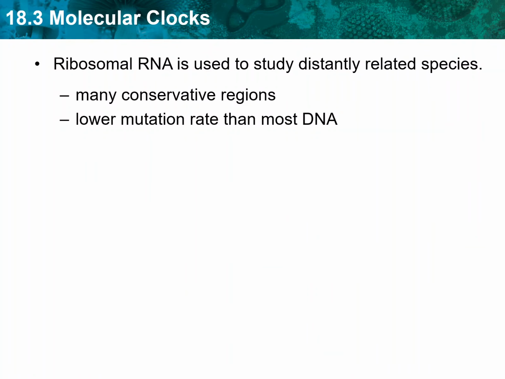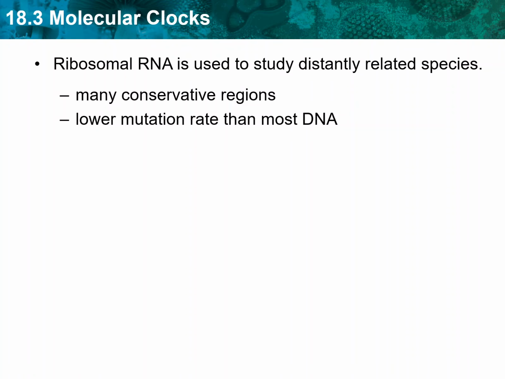Ribosomes, the organelles that manufacture proteins in cells, contain ribosomal RNA. Ribosomal RNA is useful for studying distantly related species, such as species that are in different kingdoms or phyla. When studying the relationships among species over longer timescales, it is best to use a molecule that has a lower mutation rate.